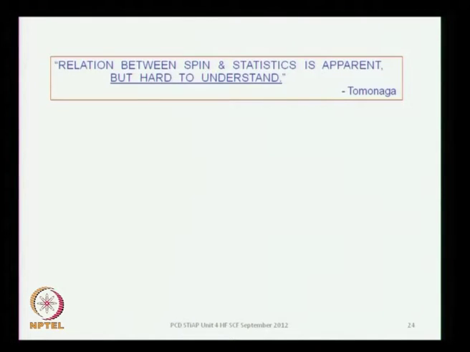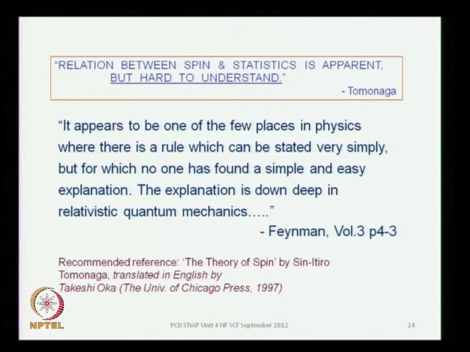Now, I quote from Tomonaga's book, in which he points out that the relation between spin and statistics is apparent, but hard to understand. And an even more comprehensive quote, which some of you might have come across, is due to perhaps one of the finest of physics teachers, Richard Feynman, and he says in his volume 3 that it appears to be one of the few places in physics where there is a rule which can be stated very simply, but for which no one has found a very simple and easy explanation. The explanation is down deep in relativistic quantum mechanics.